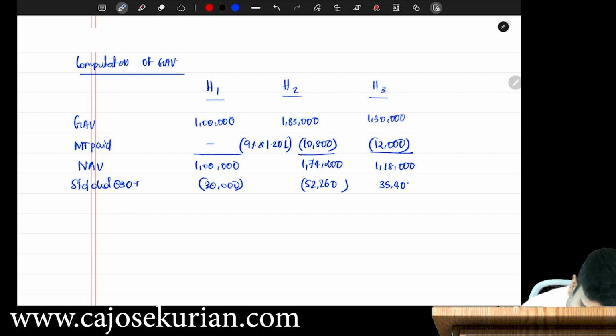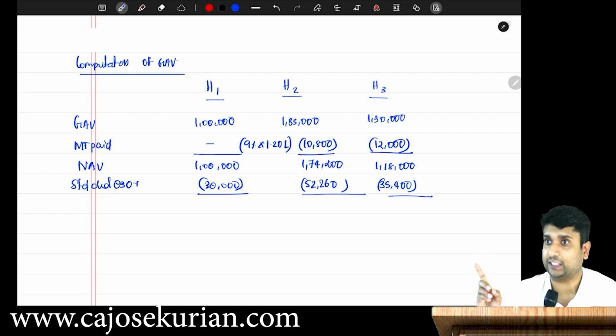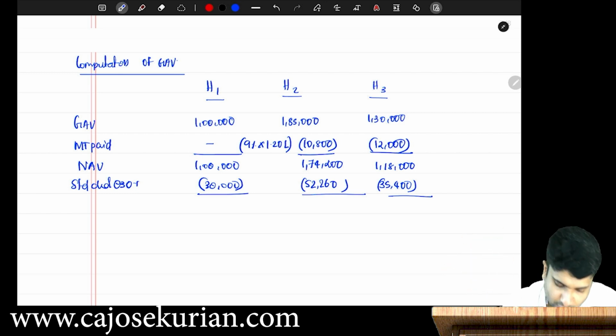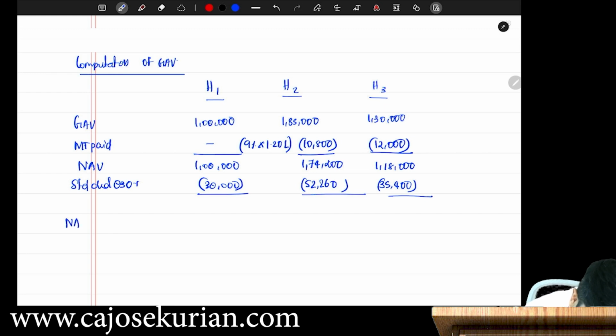35,400. Now, before deducting the interest, don't deduct the interest, because if the type of property differs, the interest also differs. So we are computing a value called NAV minus standard deduction. How much is NAV minus standard deduction? First case it is 70,000.